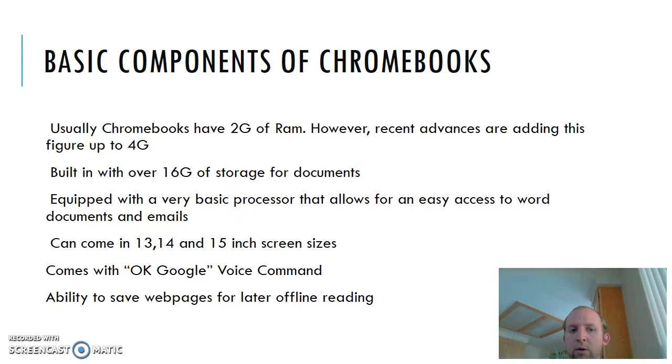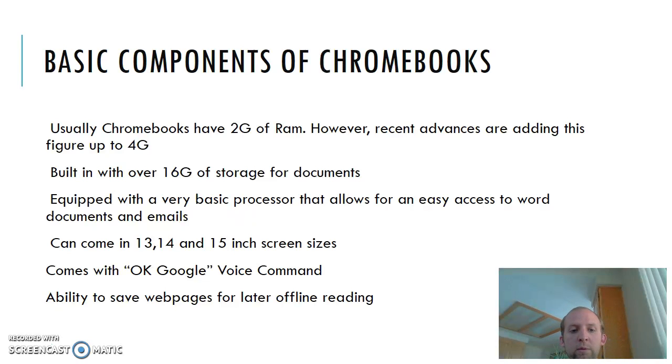Some more on basic components of Chromebooks. Usually Chromebooks have about 2 gigabytes of RAM. However, recent advances are adding up to about 4 gigabytes of RAM. They are built in with over 16 gigabytes of storage for documents.